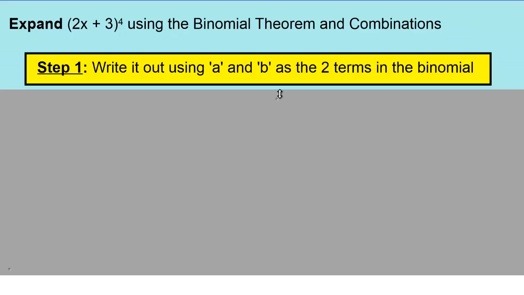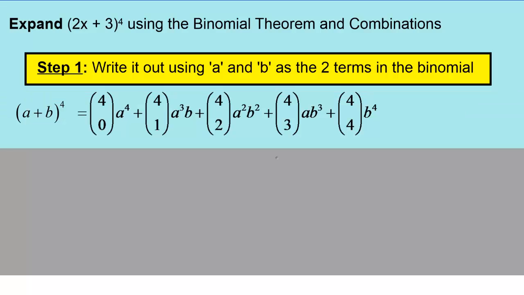Step 1. We're going to write out the expansion using variables a and b rather than the 2x and the 3 so that we can understand the pattern. Here's what that would look like. (a plus b) to the exponent 4 equals 4 choose 0, a to the exponent 4, plus 4 choose 1, a to the exponent 3 times b, plus 4 choose 2, a squared b squared, plus 4 choose 3, a times b cubed, plus 4 choose 4, b to the exponent 4. This is just using the pattern that we know from the binomial theorem in the previous slide.